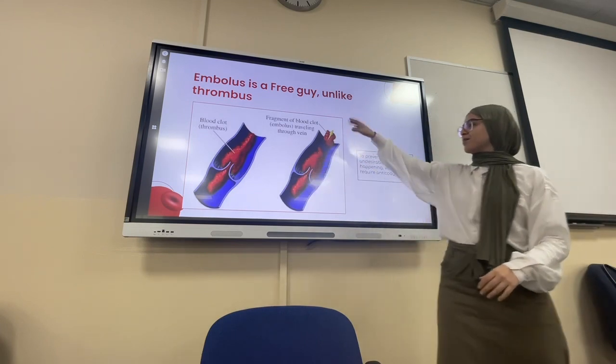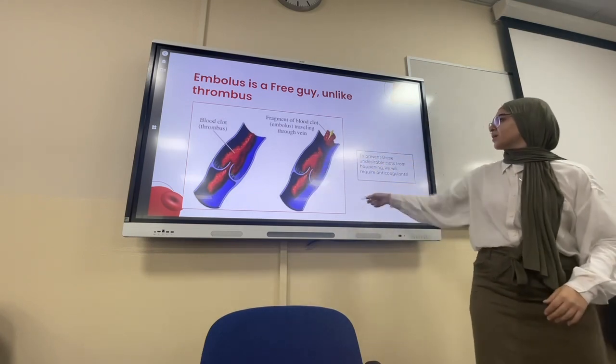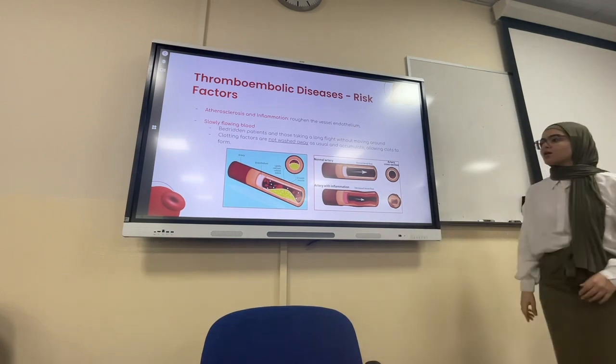And then we have, of course, when it breaks free, it then becomes an embolus. Okay? Great. Thrombolytic diseases. Now, some of the risk factors.